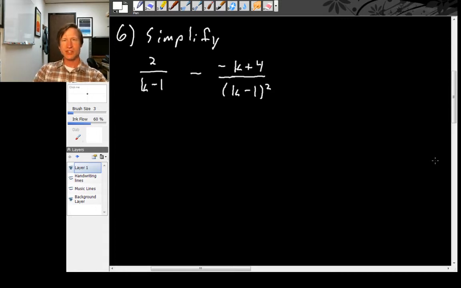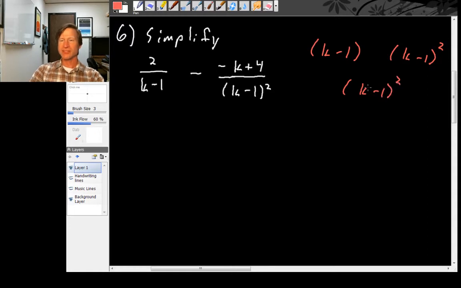So looking at these two denominators, the one on the left has the denominator k minus 1, and the one on the right, the denominator is k minus 1 squared. So the least common denominator between these two is going to be k minus 1 squared. It's just like you had a fraction, one of which had 3 for the denominator and the other had 9 for the denominator, so the least common denominator is 9. It's just like that, except with polynomials instead of numbers.